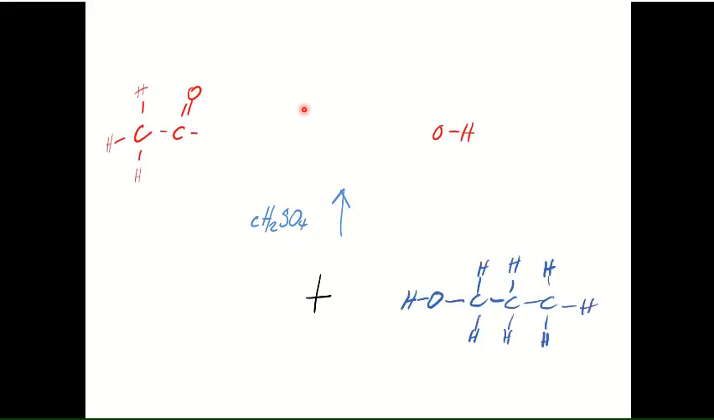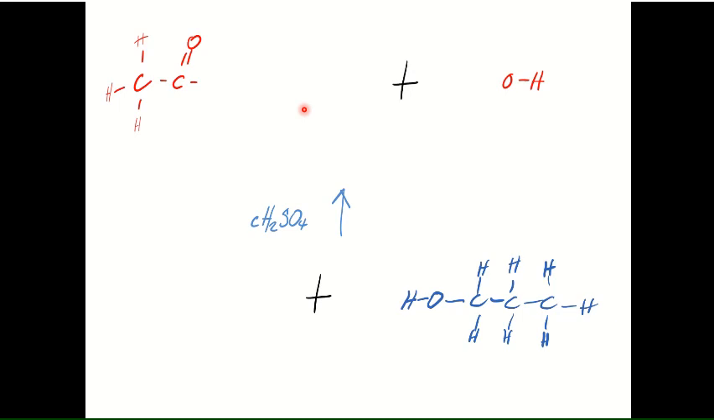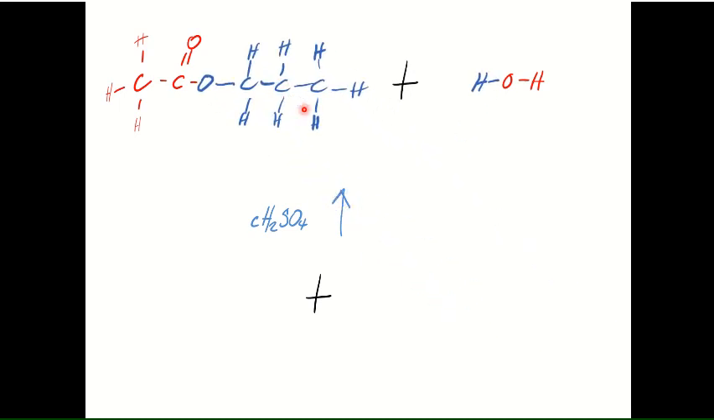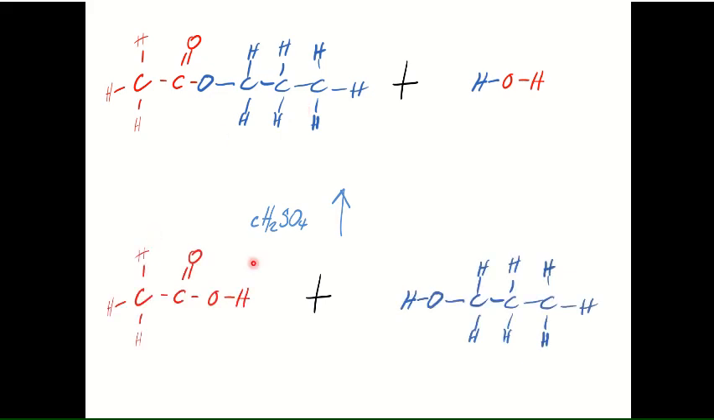The carboxylic acid breaks up and the alcohol breaks up. Now, that's what they were originally. So what was this? This was ethanoic acid, and this was propanol. So what's the name going to be?